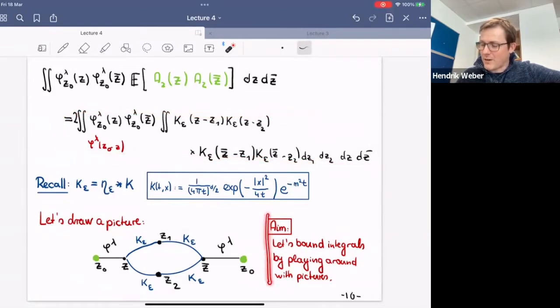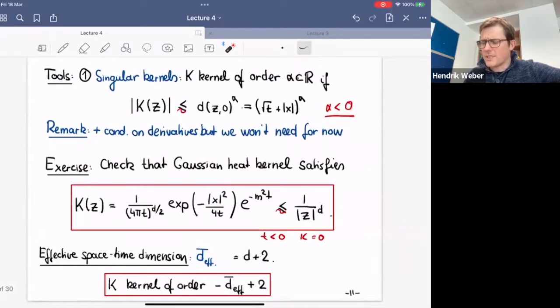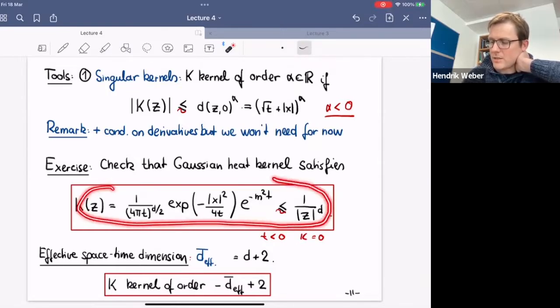So the aim for now, I want to show you a neat formalism, a way to think about it that works mostly on these diagrams that denote, if you want, generalized convolutions. The first thing is: what kind of information on our kernel do we actually need to keep track of? And here the main question is about the kernel, this Gaussian heat kernel.